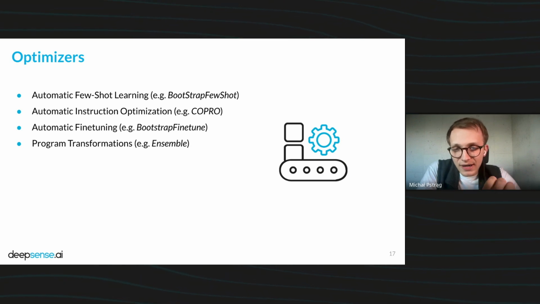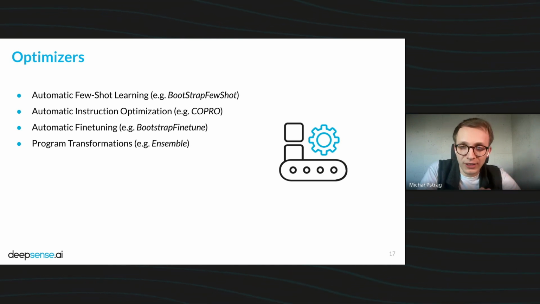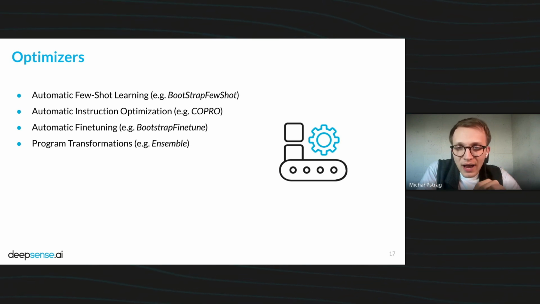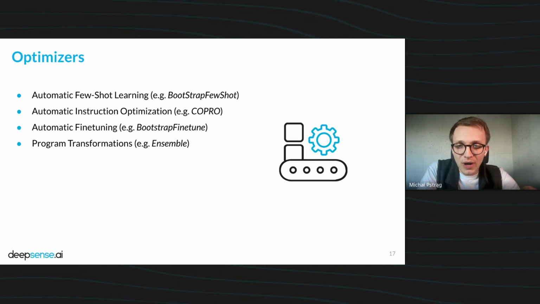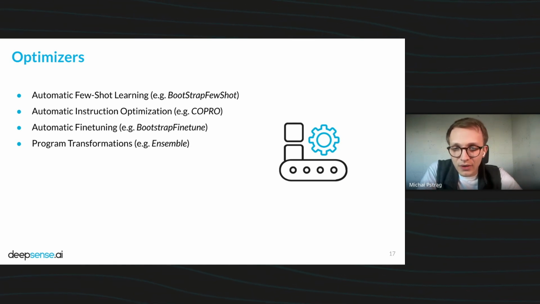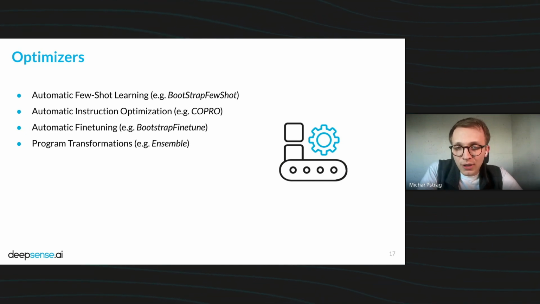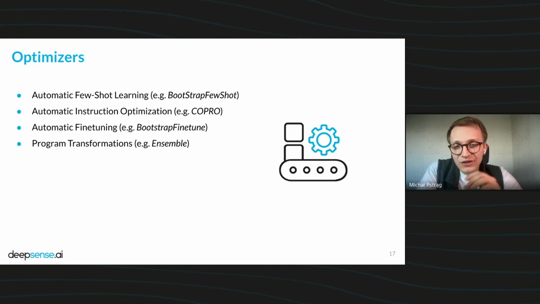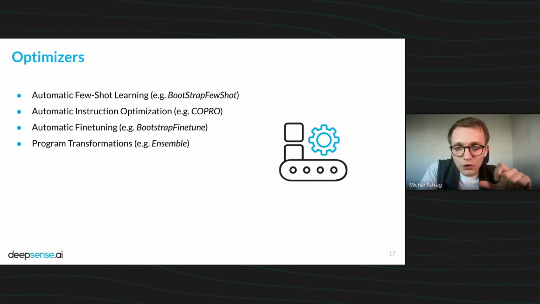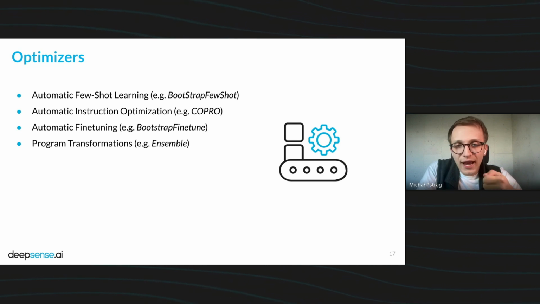They work on different parts of your prompt. So for example, you have automatic few-shot learning optimizers, which try to find the best few shots for your task. And they inject these few shots into the bootstrap prompt you created earlier. They can randomly pick few shots from your training dataset, or they can use a language model to bootstrap few shots based on inputs and outputs of your module. You have automatic instruction optimization optimizers, which work on the instruction level. So you are not really focusing on few shots, but you also want to change the instruction.